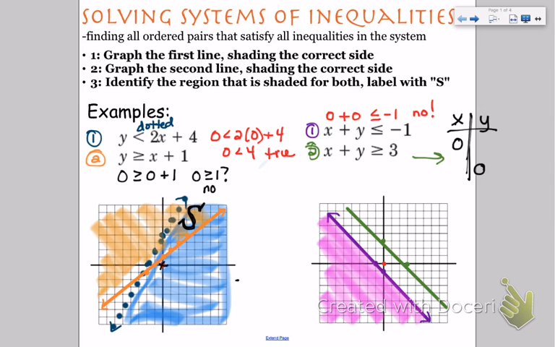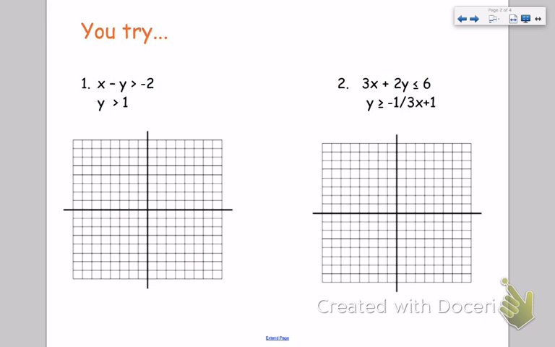So already I can see I have parallel lines, which is pretty cool. And I'm going to test (0, 0) again. Is 0 plus 0 greater than or equal to 3? No. So 0 is not a solution, and I need to shade the other side. So that will be over here. But we run into an issue because the shaded regions do not intersect. This means we have no solution. Go ahead and do the two U-tries, and then resume the notes on the next slide.